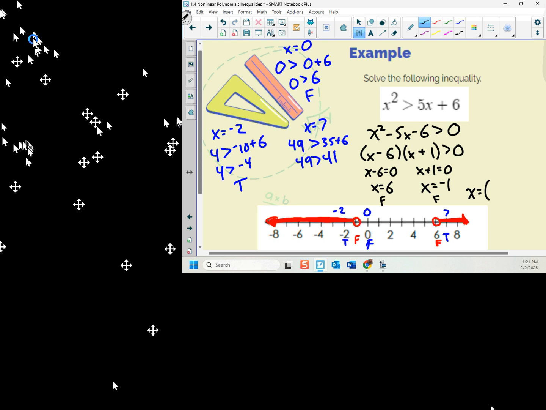And if I were to state my answer for that in interval notation, x equals parentheses, because I'm not including the point, well, I don't include negative infinity ever, but it's negative infinity going to negative 1, and that's a parenthesis. The union of that, negative infinity to negative 1, and from 6 to positive infinity. And there we are. That would be the solution set. And that's how we basically solve simple nonlinear inequalities. Thank you.